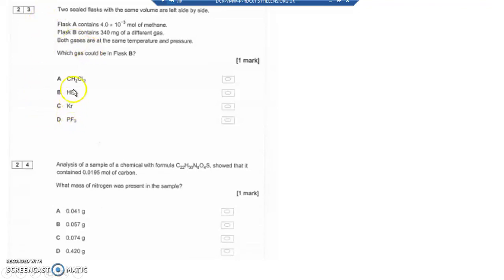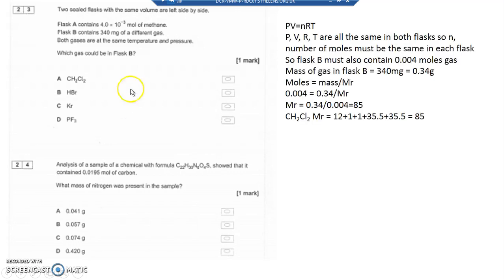Questions 23 and 24 both involve some calculations, so I'll do spoilers and then talk you through the answers. In here it looks as if I've got some flasks, some moles, some masses, but this is the key thing. It says the temperature and the pressure are the same. So I need to use PV equals nRT because that's got temperature and pressure in it.